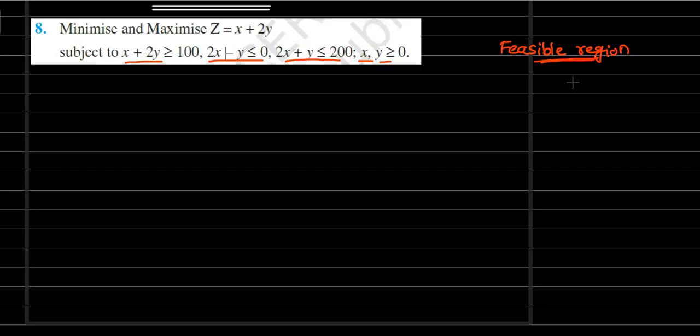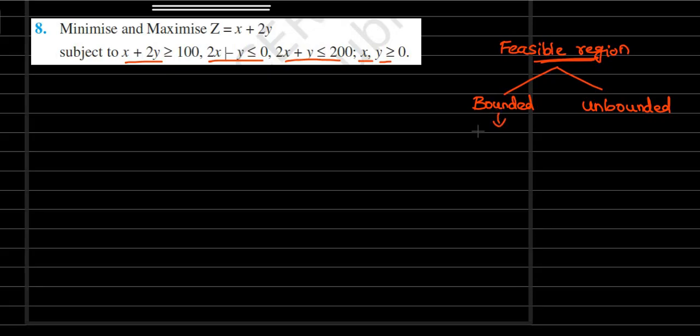After finding the feasible region, you can see whether it is bounded or unbounded. Bounded means the feasible region is a closed figure, like a polygon. If you get an open figure, then it is unbounded. If it is bounded, you get a polygon shape, so you need to identify the corner points of it.